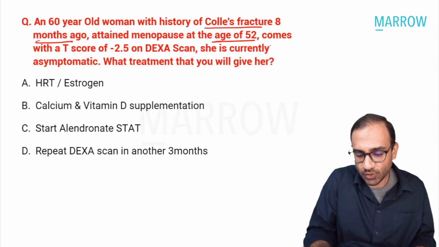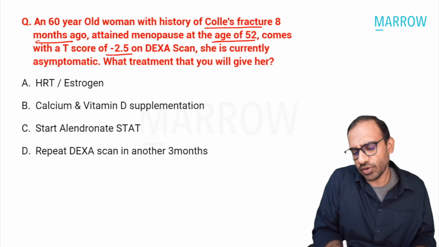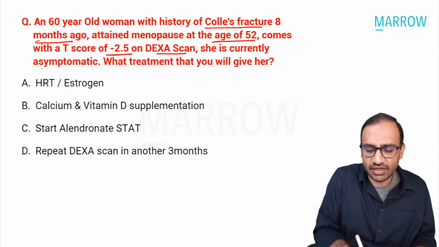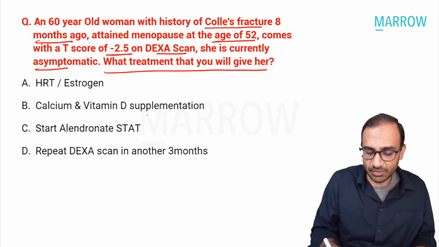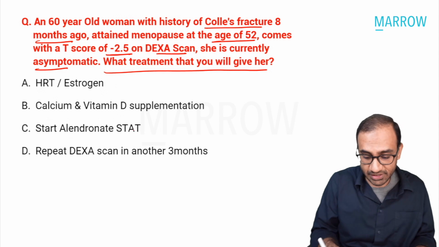at the age of 52, comes with a T-score of -2.5 on DEXA scan. She is currently asymptomatic. What is the treatment that you will give her? Hormone replacement therapy, estrogen, calcium and vitamin D supplementation, start alendronate stat, repeat DEXA scan in another 3 months.